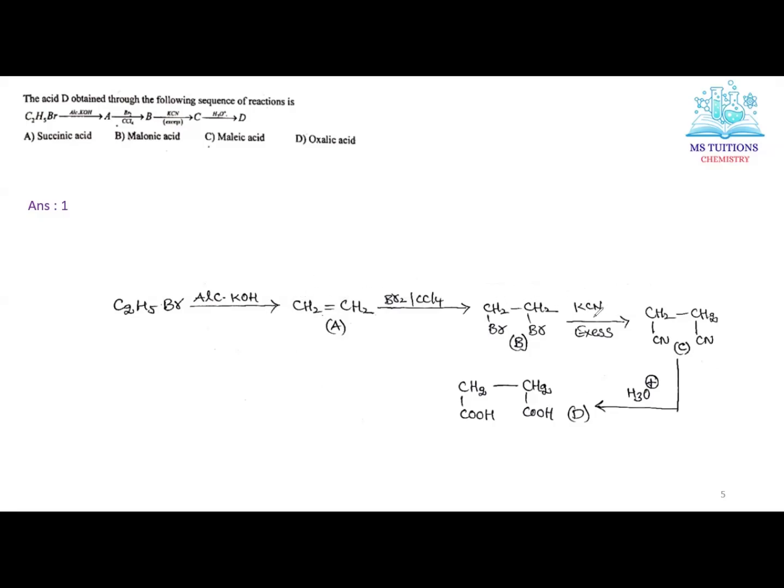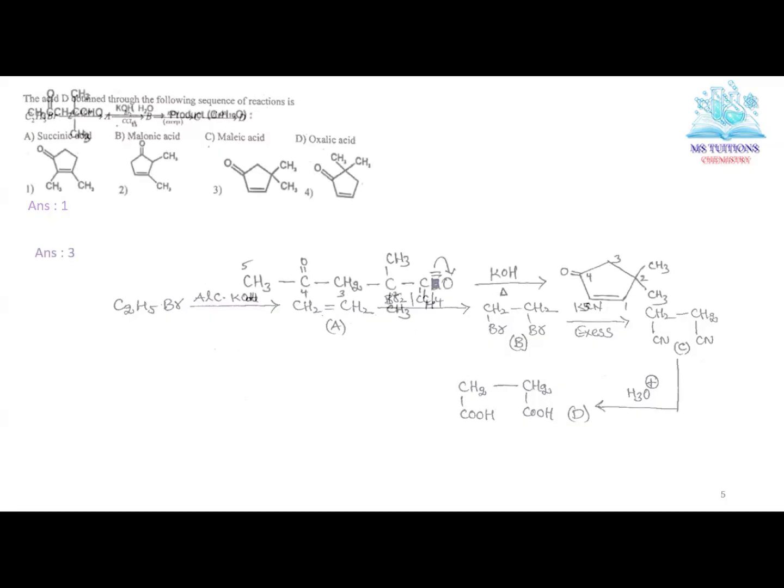So now it is reacting with excess of KCN. Two bromines are substituted by CN. Right? It undergoes acidification and hydrolysis. Then cyanide on acidic hydrolysis will convert into respective acid groups. So COOH, COOH. So succinic acid. This name is succinic acid. So first option is the correct answer.